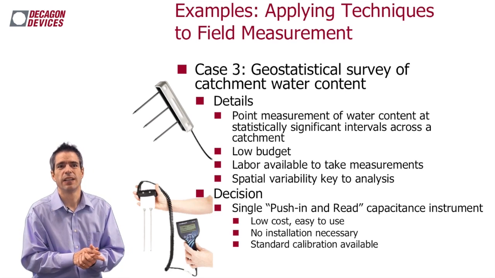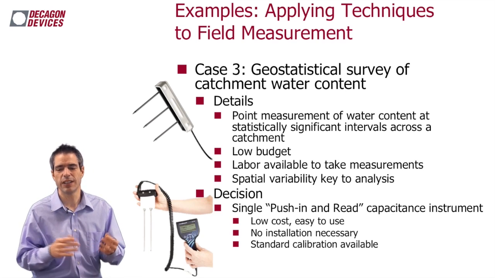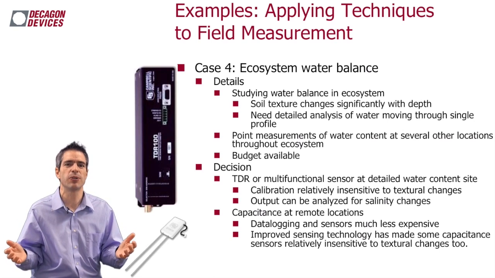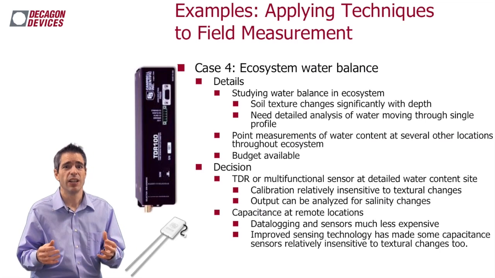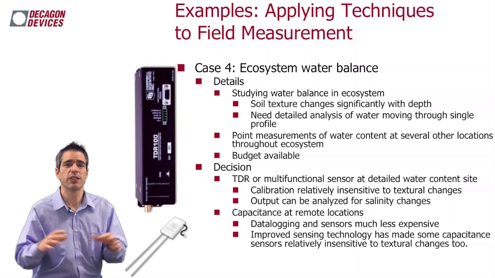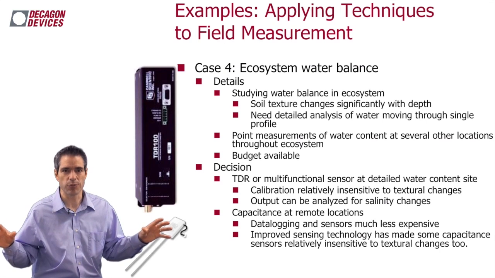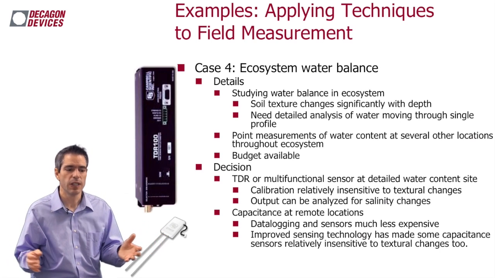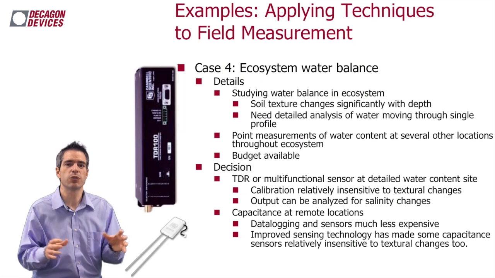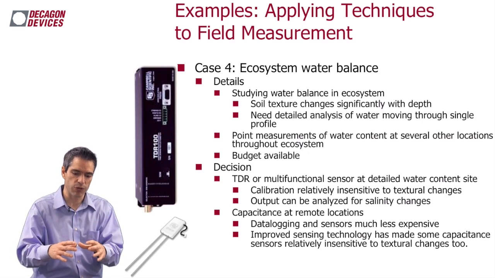And finally, ecosystem water balance. And this is probably the most typical application that we get for sensors, at least here at Decagon, where people are wanting to study a whole ecosystem and the water balance or many aspects of water in the ecosystem. Now, this is a little unique because what they wanted to do was set up a central location.